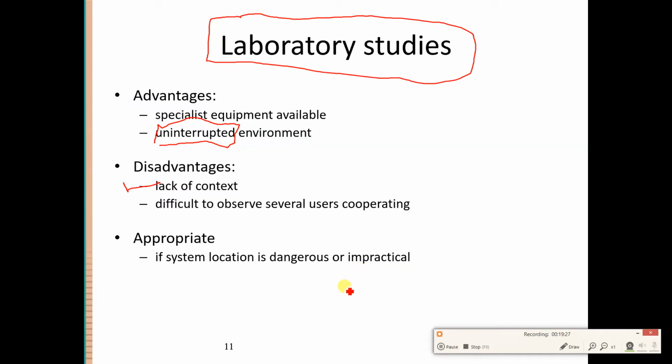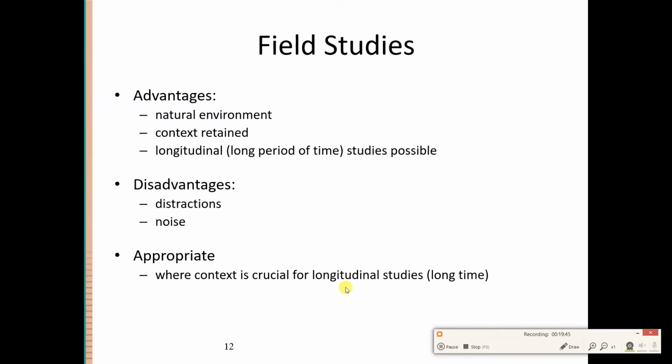So if it is not possible to test the design in the actual context, then laboratory studies are suitable. But it is better that for most systems we perform the laboratory evaluation, and in addition to that, we also perform field studies. The second is field studies. We have to evaluate the system and the design in the actual environment where it is finally going to be used.